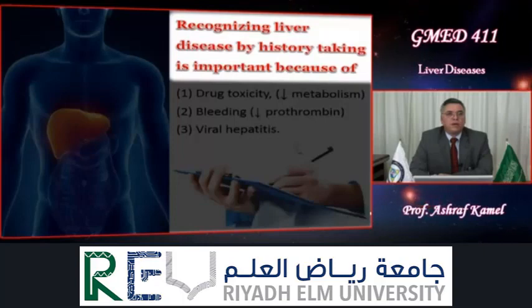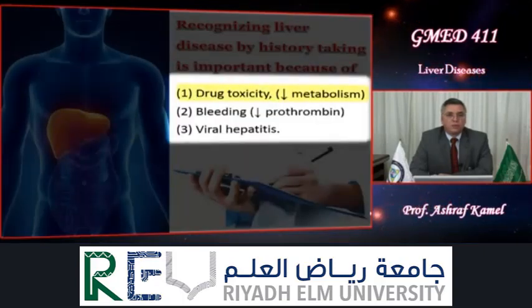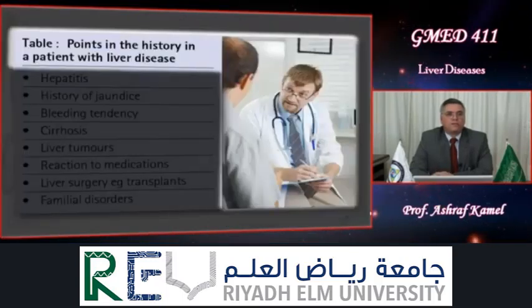Recognizing liver disease by history taking is important because of drug toxicity. There's a possibility of drug toxicity because when there's a liver disease, the metabolism of drugs is reduced. Secondly, bleeding and bleeding tendency because of the decreased production of clotting factors and prothrombin. And thirdly, because of viral hepatitis.